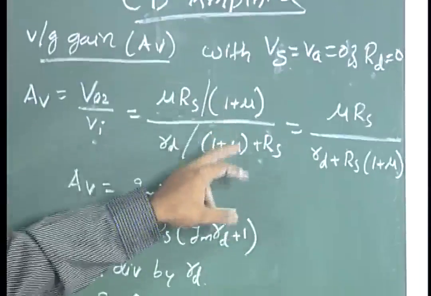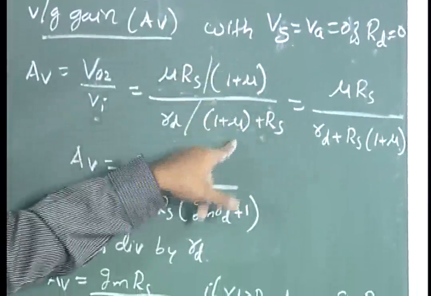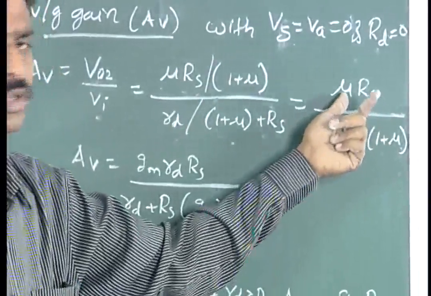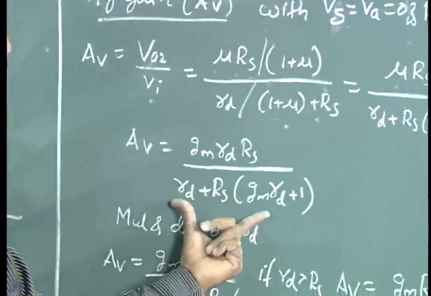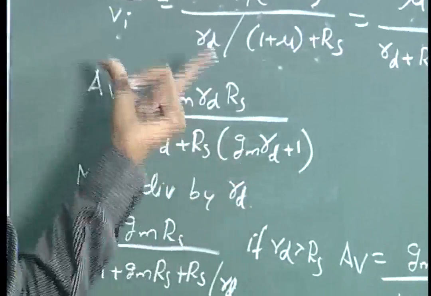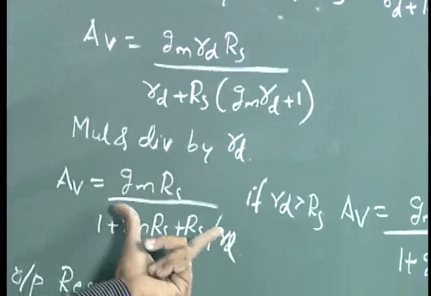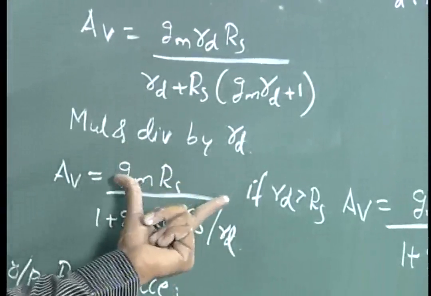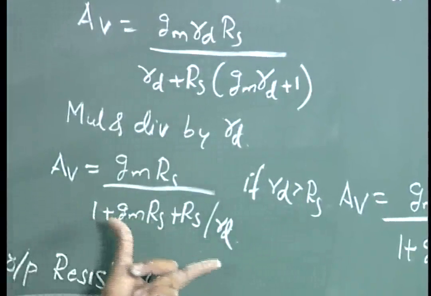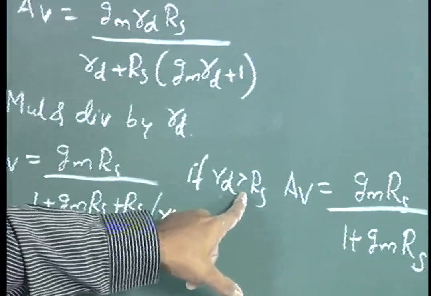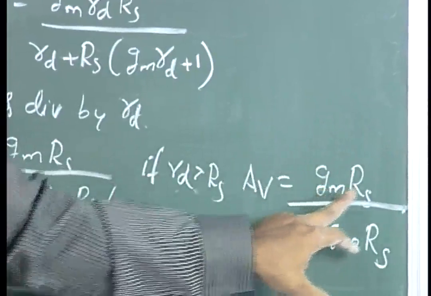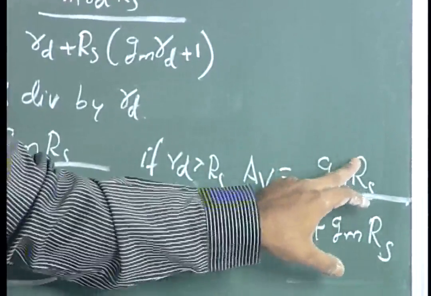Taking it to the numerator and taking it to the denominator, we can get the simplified form of this expression. Now once again substituting mu equal to gm Rd, to get a simplified form, once again it has been multiplied and divided by 1 by Rd, so it is the final value of the voltage gain. So as Rd is greater than Rs, the Rd will be neglected, then it remains only in terms of gm and Rs. So that is how we can calculate the voltage gain.